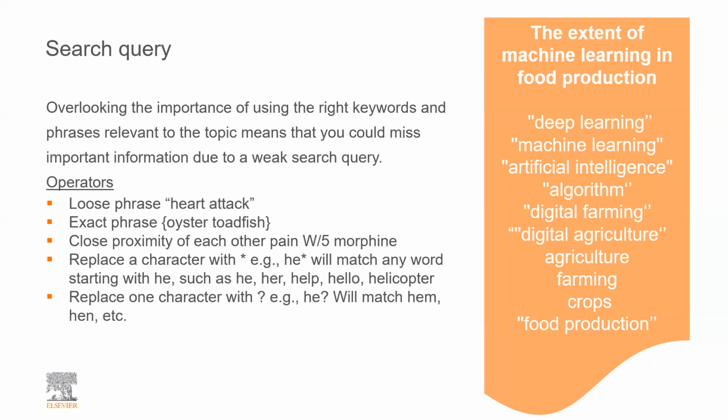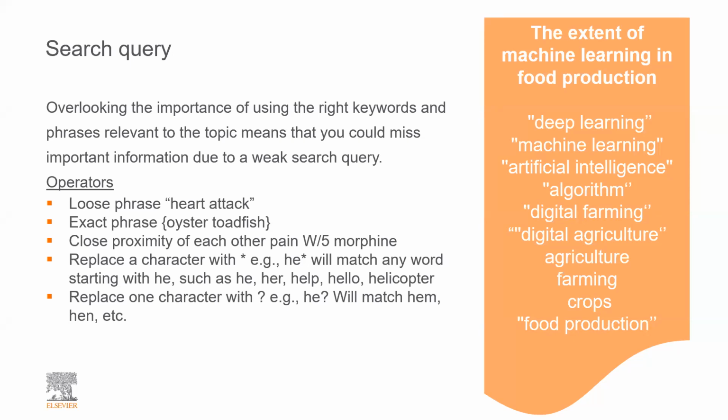When you are using the exact phrase, and this is the second one where we have oyster toadfish, when we use the curly brackets, it means that it is an exact phrase. Now, this is a very powerful operator because it means that the two words in the phrase are in the same order. The search engine will look for it in the same order.